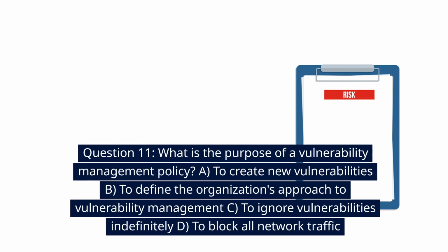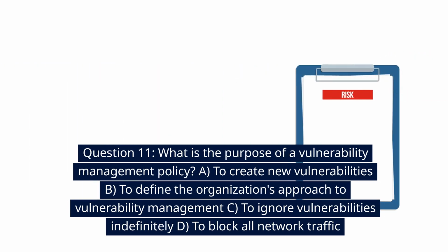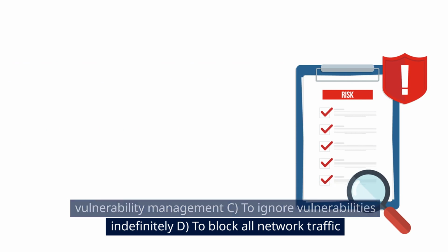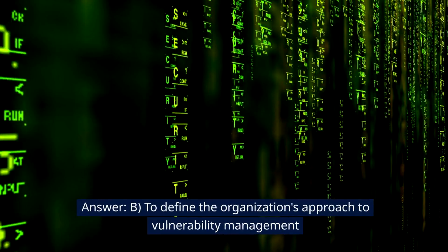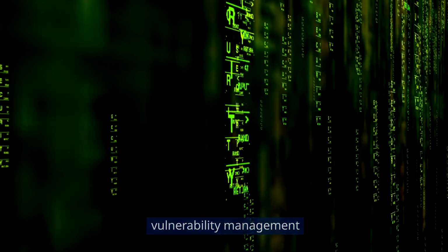Question 11. What is the purpose of a vulnerability management policy? A. To create new vulnerabilities. B. To define the organization's approach to vulnerability management. C. To ignore vulnerabilities indefinitely. D. To block all network traffic. Answer. B. To define the organization's approach to vulnerability management.